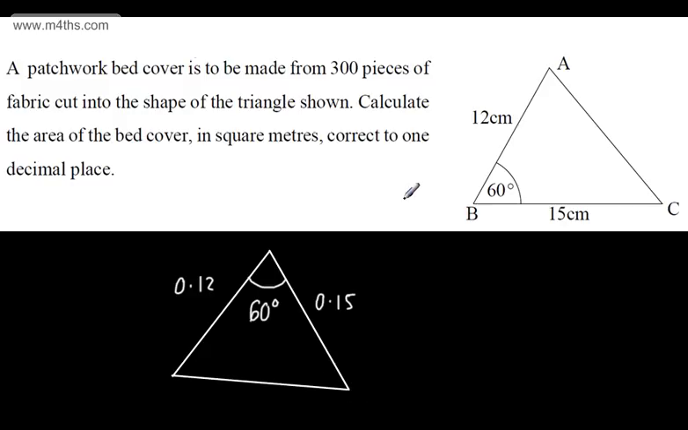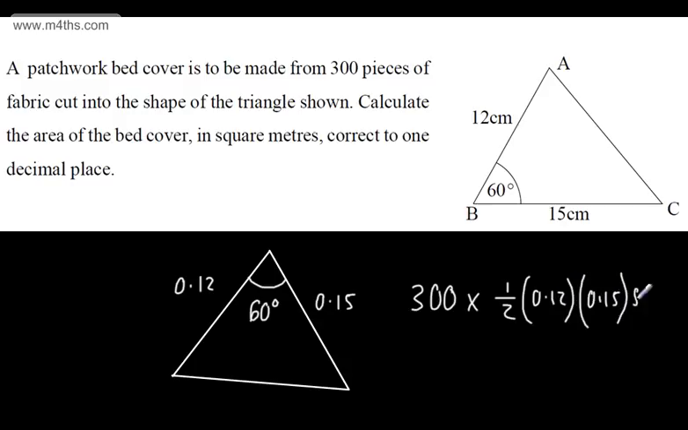So what we're going to have is the following. We're going to have 300 of these. So I need 300 multiplied by 1/2. We're going to have a, which is going to be the 0.12, multiplied by the b, which is 0.15, multiplied by the sine of 60 degrees. You can of course work this out in terms of centimetres and then convert into metres. I just prefer, if we're going to give it in metres, to convert these from the start.